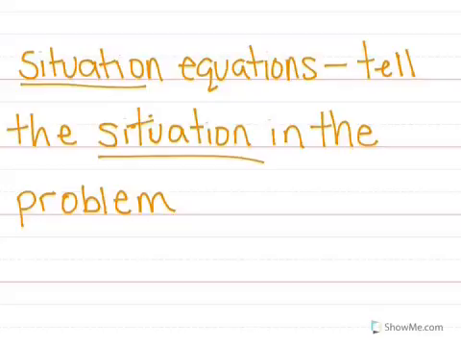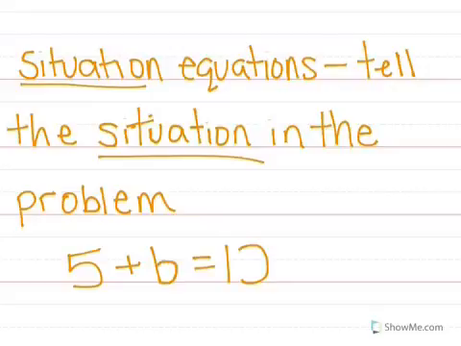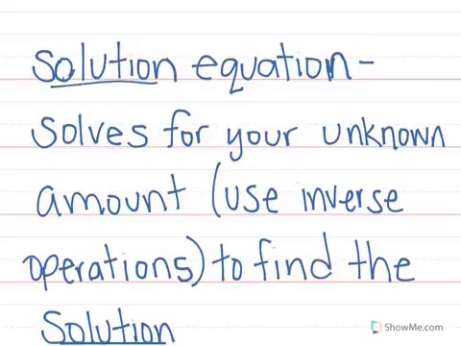Yesterday, you learned about the difference, and I just want to review it for a second. Situation equations tell the situation in the problem. If I had 5 kids in my class, and I added an unknown amount, and at the end I had 12 kids, I need to figure out how many kids were added to my class. A lot of times in a situation equation, our variable is going to be in the middle of the problem. Not all the time, but often.